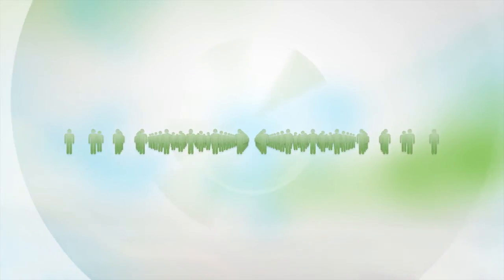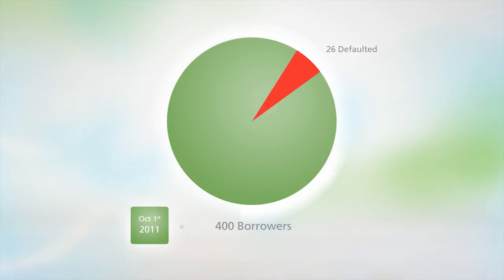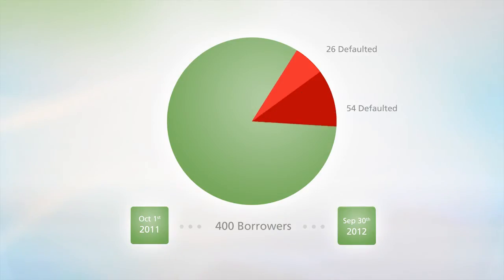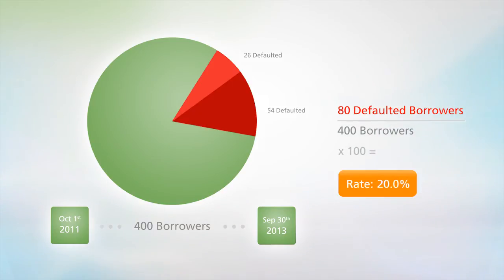Say you have 400 borrowers who entered repayment between October 1st and September 30th of the following year. Now let's say 26 of those borrowers defaulted between October 1st of a fiscal year and September 30th of the following year. Then, 54 more defaulted between October 1st of a new fiscal year and September 30th of the following year. You have 80 total students who've defaulted. Divided by 400, and your total 2-year default rate is 20%.